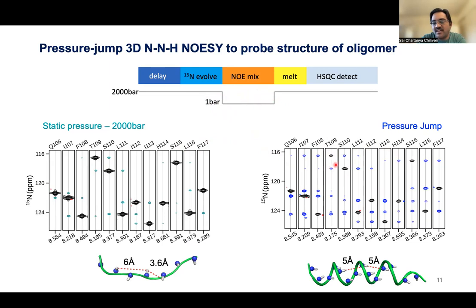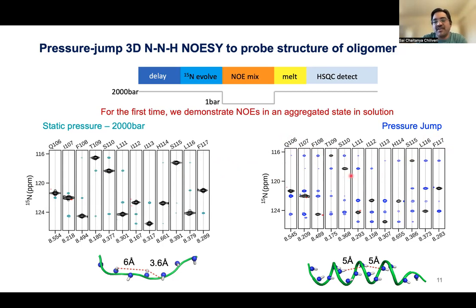Here we can see the NOE cross peaks up to i+3 or i-3 residues, suggesting that this peptide stretch of 106 to 117 adopts an alpha helical structure, which is consistent with the previous slides where we have shown that it adopts alpha helical structures. The comparison of the NOESY spectra between the static pressure and the pressure jump clearly demonstrates that the NOEs we observe in the pressure jump are for the oligomeric species. To the best of our knowledge, this is the first time we are demonstrating NOEs in an aggregated state in solution.